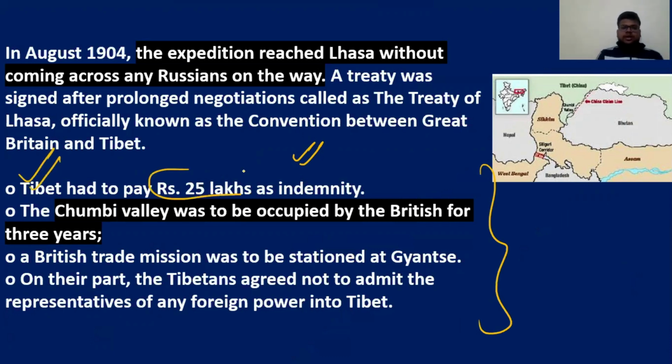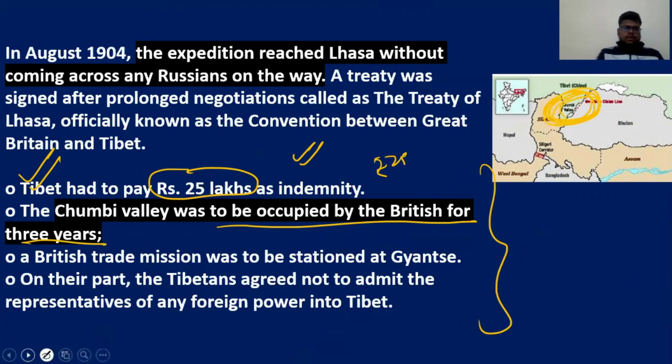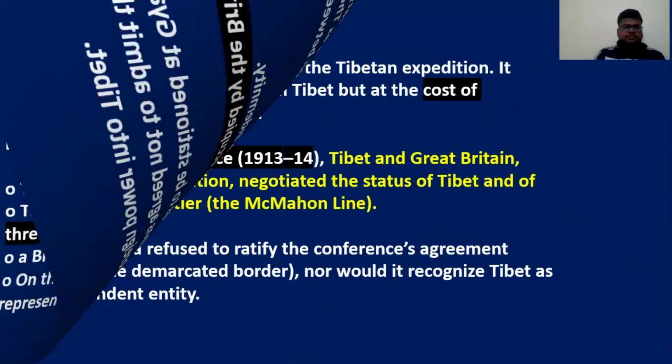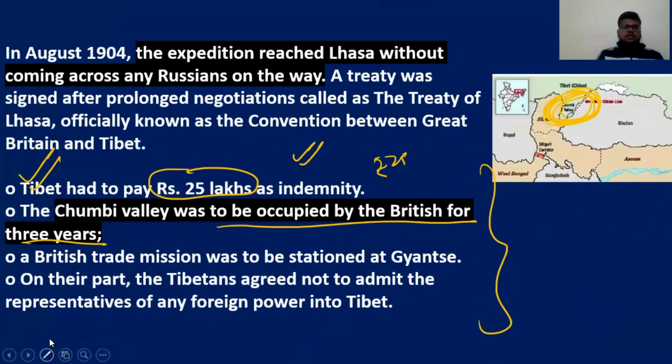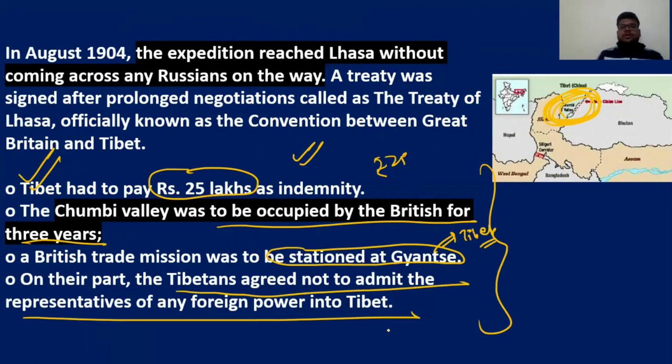Now, you can see some of the things being done. Tibet has to pay around 25 lakh rupees as indemnity. Chumbi Valley has to be occupied by the British for 3 years. Chumbi Valley, a very important place, remains in the news, we have discussed that. A British trade mission was to be stationed at Gyantse in Tibet. And on their part, the Tibetans agreed not to admit the representative of any foreign power into Tibet, and all intermediation would be done by the Chinese government.